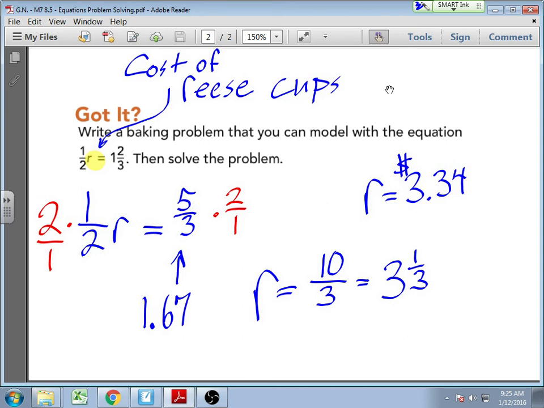Now, when you look at 1/3, what's the decimal? 3.33. So that'd be 3.3 repeating, which really, would we round that up or keep it at 3? We'd keep it at 3, so instead of 3.34, I'd rather it be 3.33. And since it's money, we'll stop right there.